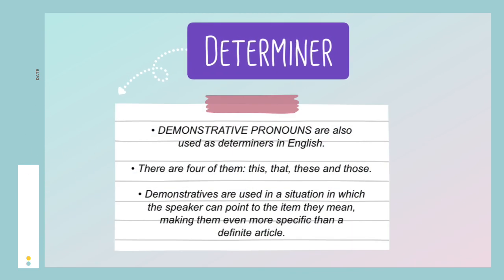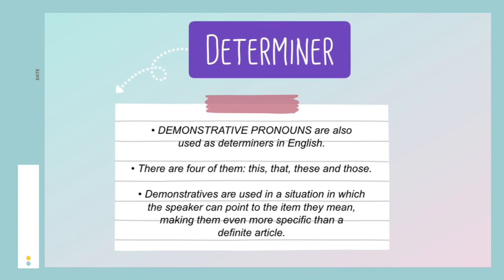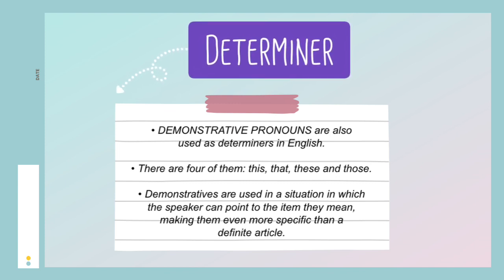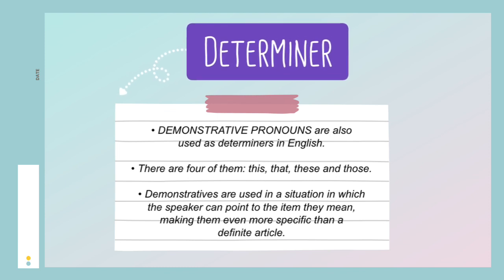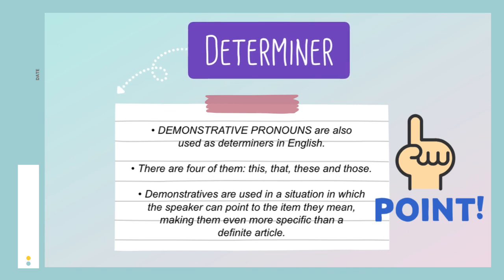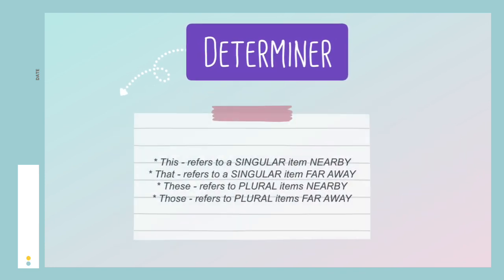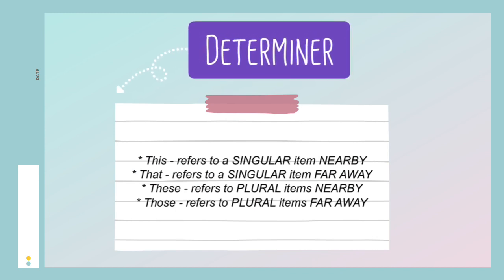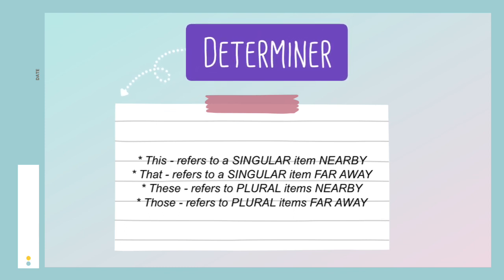This time, let's talk about demonstrative pronouns. They are also used as determiners in English. There are 4 of them, such as this, that, these, and those. Demonstratives are used in situations in which the speaker can point to the item they mean, making them even more specific than a definite article. So we're using this when we're referring to a singular item nearby. Isa lang, tas malapit sa speaker or hawak niya.